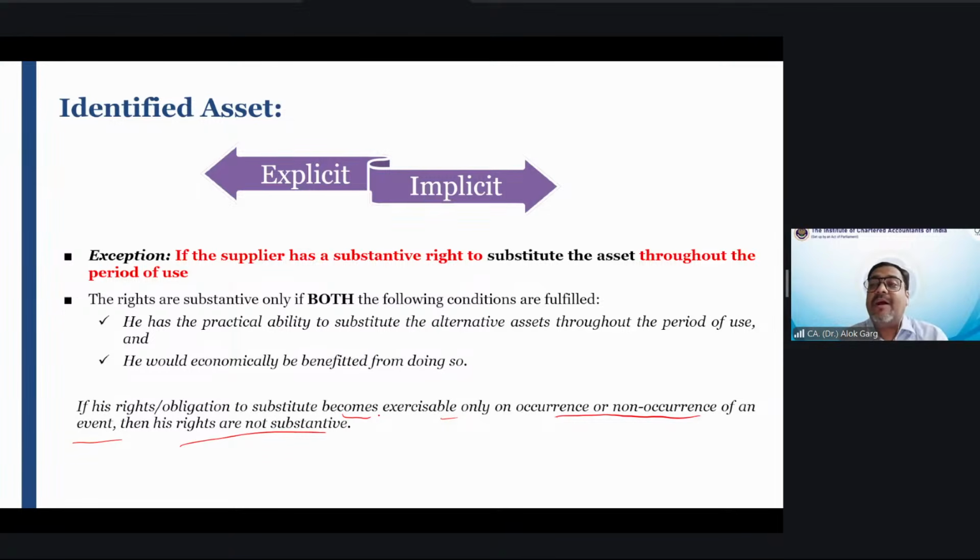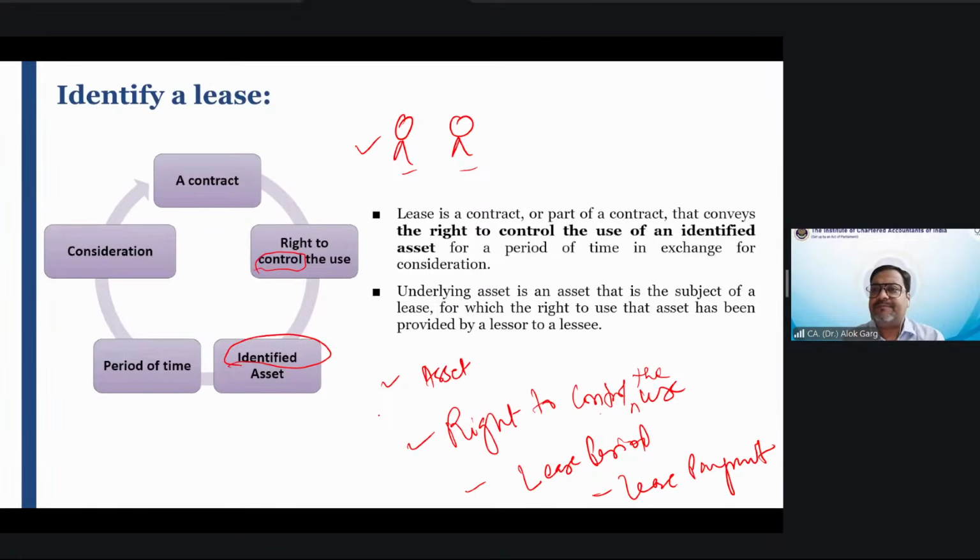For example, upon damage of a car. For example, upon service of a car. Okay. So this is an identified asset, right? So the lessor should not have a substantive right to substitute the asset.